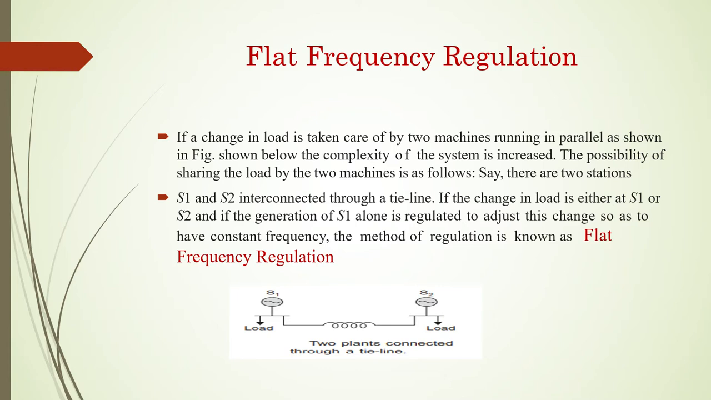So what we are saying here is that if the system consists of a single machine connected to a group of loads, speed and frequency will change in accordance with the governor characteristics. Now if the change in load is taken care of by two machines running in parallel, we are considering here two machines which are running in parallel.